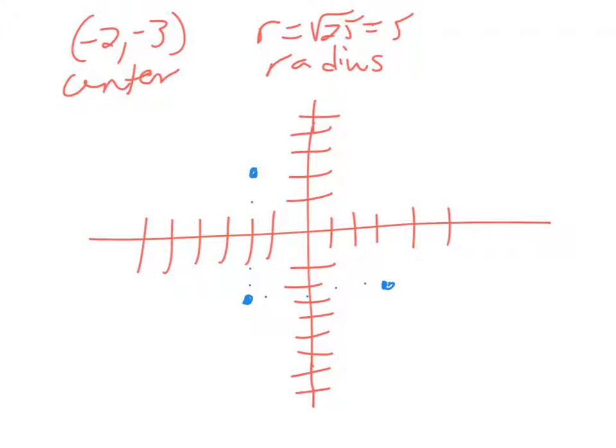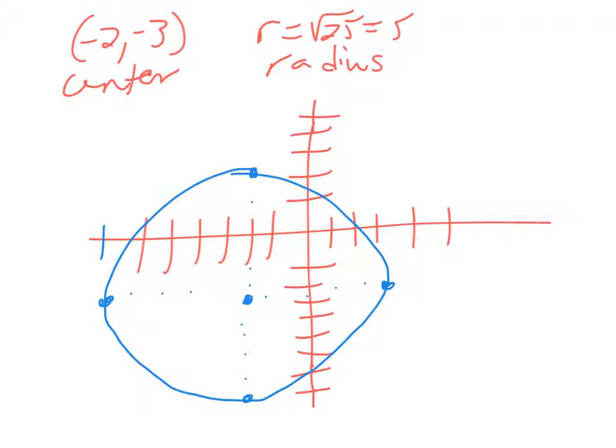I know this isn't the best graph. 1, 2, 3, 4, 5. And 1, 2, 3, 4, 5. And then you just connect them the best you can. Well, that's not too bad. So there's my circle.